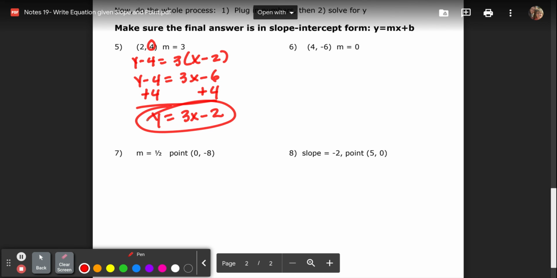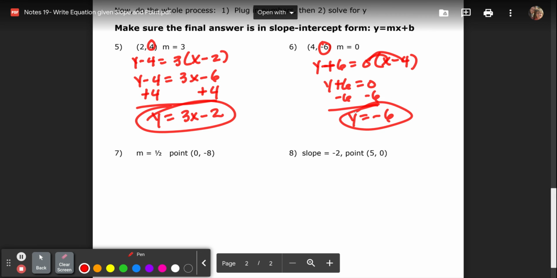Over here, circle the second number. Y minus a negative 6 becomes a positive 6. Your slope is 0, and then x minus 4. So y plus 6 equals, well, 0 times anything, whether it's a variable or whether it's another number, is just going to be 0. So we're going to subtract 6 from both sides. So y is equal to negative 6.